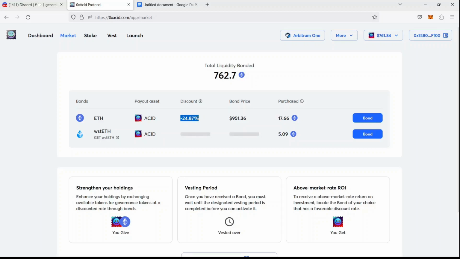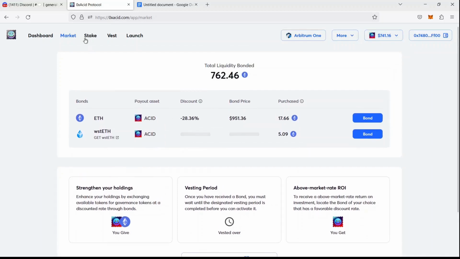So if you see right now, the discount just changed because the price is moving. So anyway, if you see plus 28%, this means you are able to get a 28% discount, so 28% cheaper than the price you are seeing on the open market.